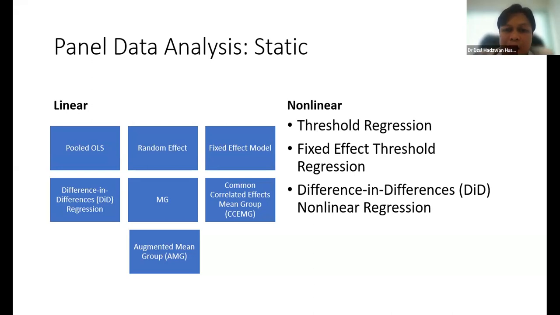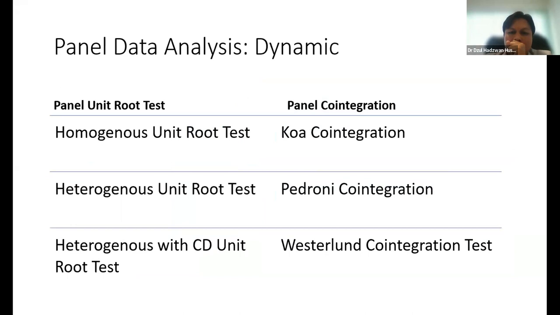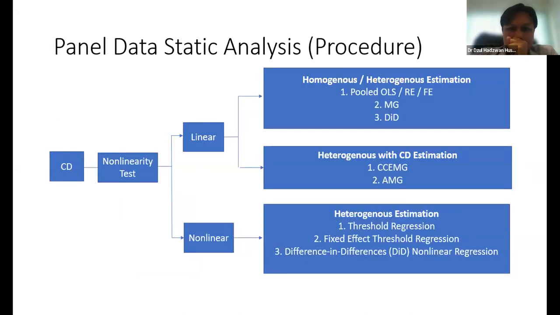For nonlinear, we can use threshold. Today we will go through the types of threshold model that we can use. And then we also have fixed effect threshold regression. And the last one, we can also use difference-in-differences nonlinear regression. So this is the flow. This is the procedure that we need to go through.